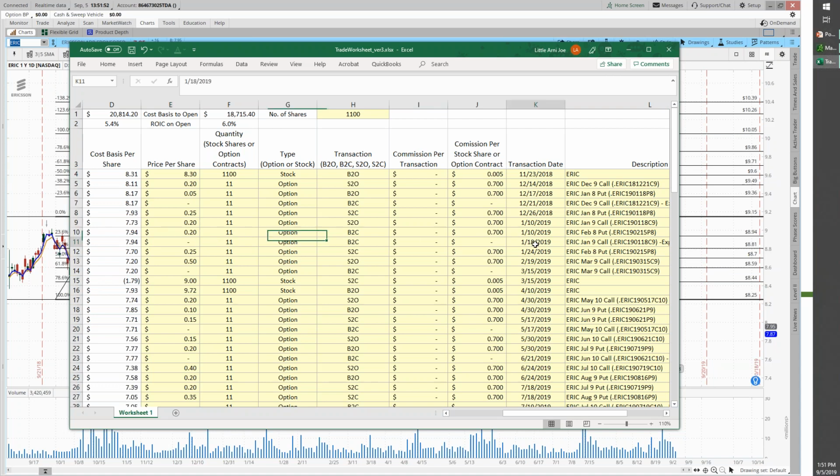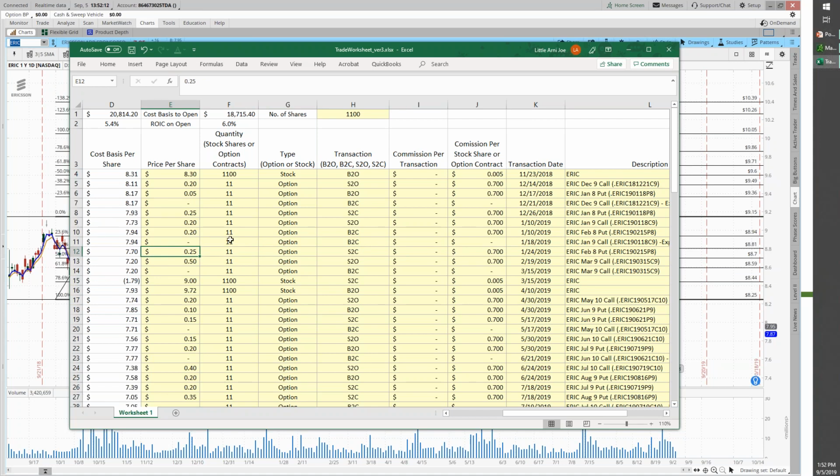What happened on January 18th when it expired worthless? Well, it did just that. Nobody used my coupon. I got to keep the 20 cents. And then at the next bottom, January 24th, I sold back my insurance for a nickel more than I paid for it.